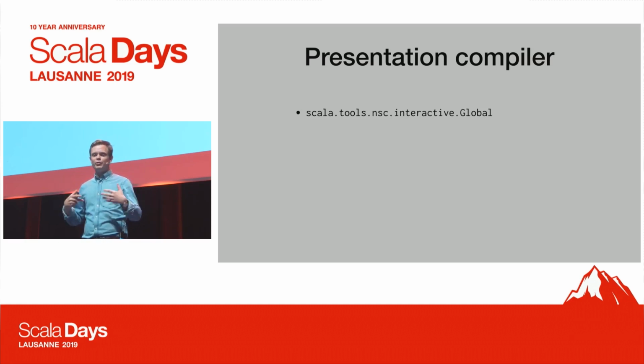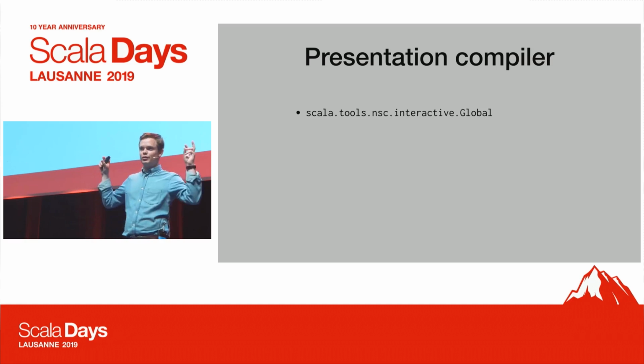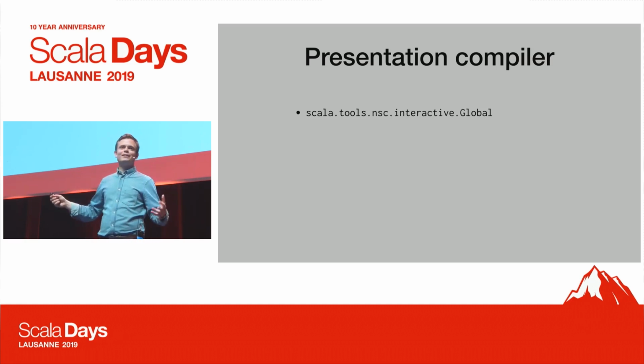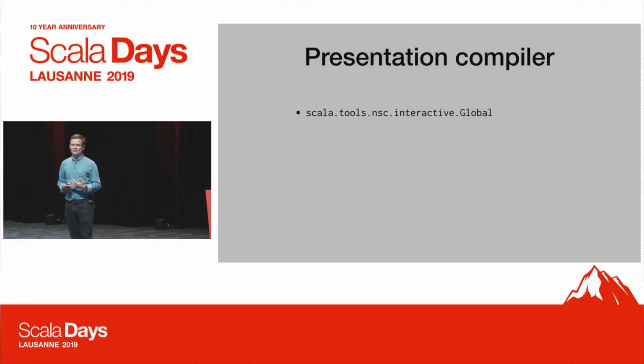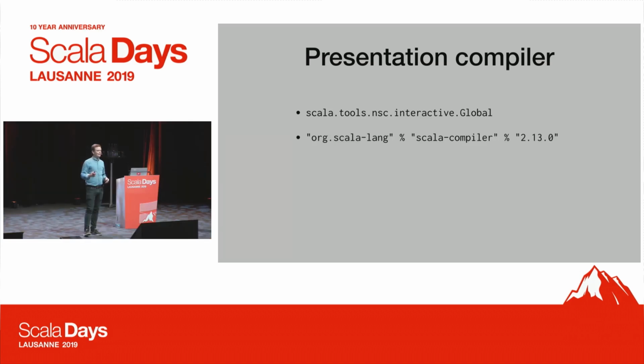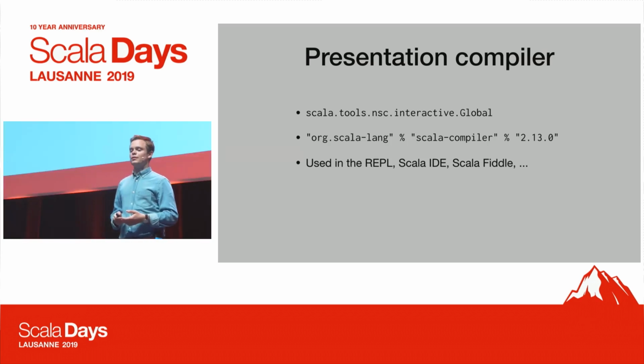I remember before I started working on Metals, I heard everyone talk about the presentation compiler, and I was like, where do I depend on this library? I didn't even know what the class was called or how to use it, and there was no documentation, there was no website about it. So if you're curious, it's a class called scala.tools.nsc.interactive.Global, which extends the Scala batch compiler. You can depend on it by depending on the Scala compiler artifact. And it's used by the REPL, Ammonite REPL, the Scala IDE, Scala Fiddle, a lot of other tools.